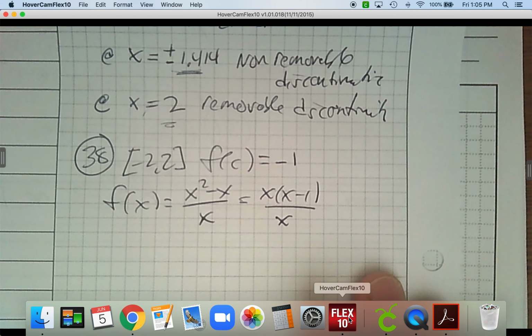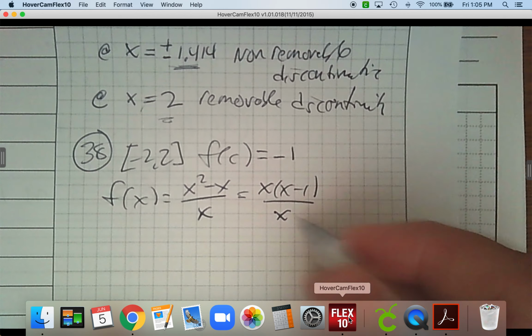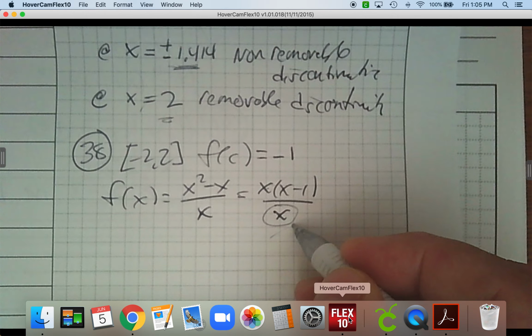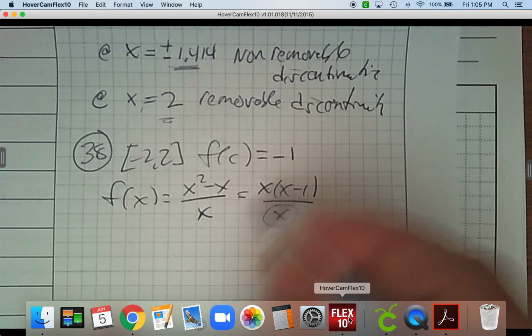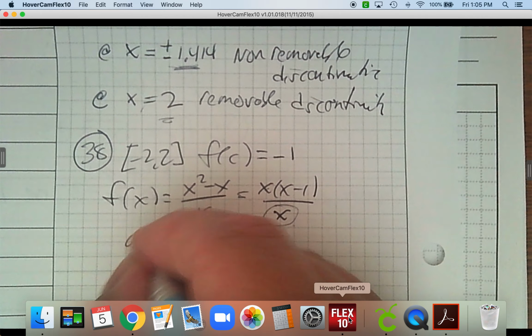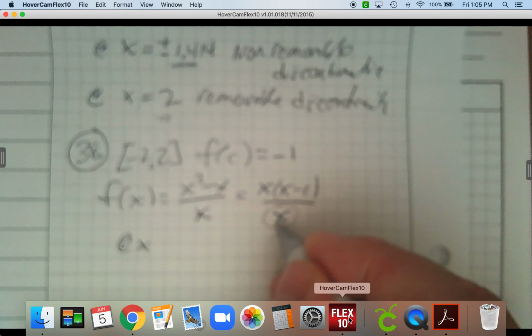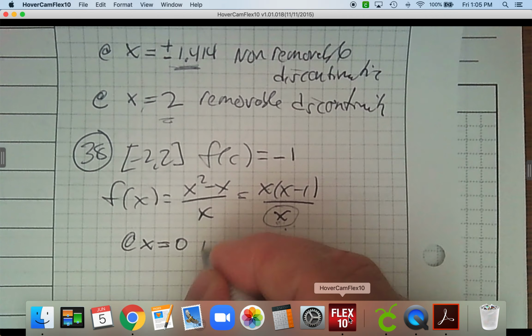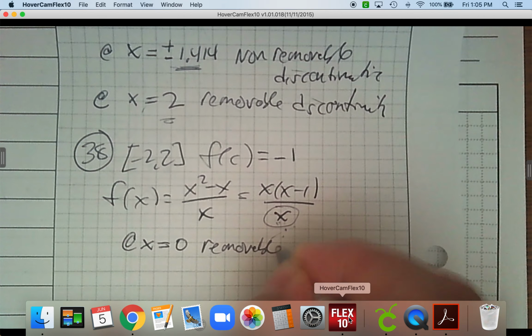is factor the numerator. So I want you to notice that there is a discontinuity right here. And I know it's removable, but it's still a discontinuity. That just means it's a removable discontinuity. And what is that x value? What makes that 0 on the bottom? It's when x equals 0. So at x equals 0 is a removable discontinuity.